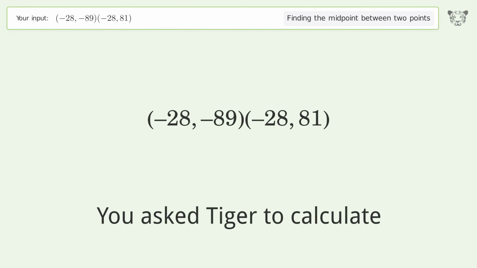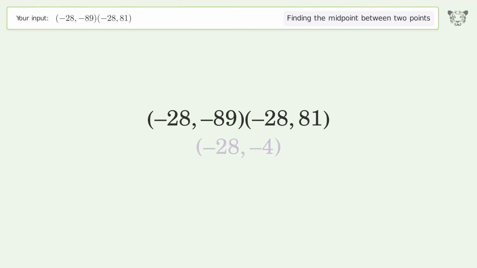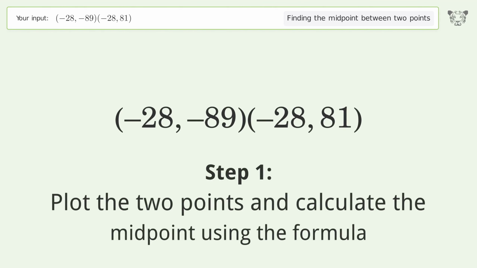You ask Tiger to calculate. This deals with finding the midpoint between two points. The midpoint between the two points is negative 28, negative 4. Let's solve it step by step. Plot the two points and calculate the midpoint using the formula.